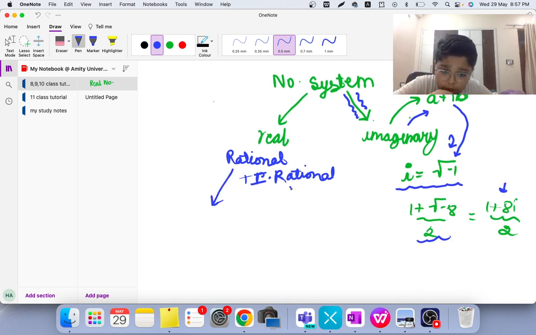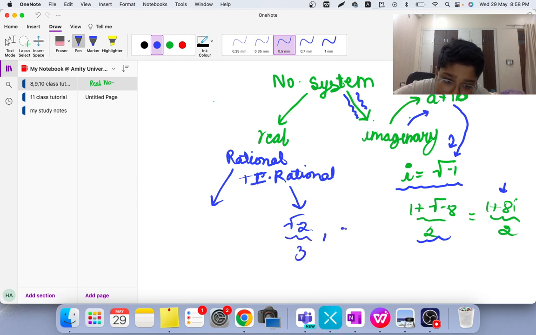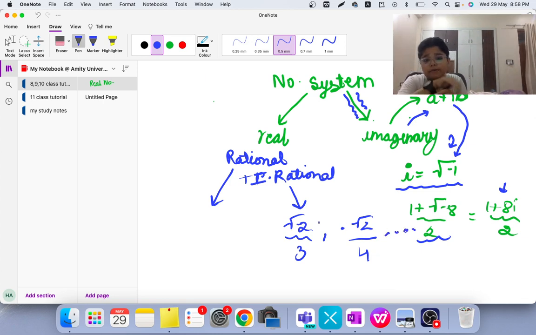Irrational is something which could not be written in the form of a ratio. Like root of 2 upon 3, root of 2 upon 4. These are irrational. Why? Because these could not be written in the form of a ratio. They are not rational, so they are irrational. Make it clear in your head.